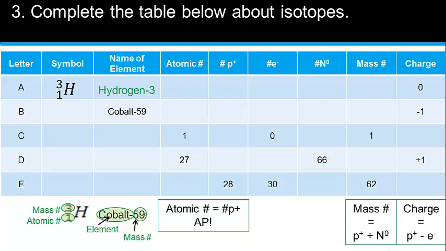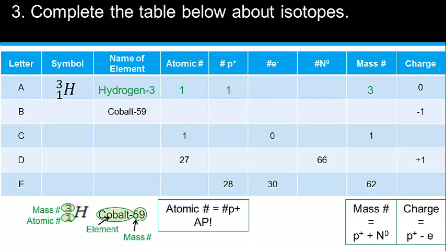So the first one that we have, for letter A, is hydrogen 3. I know it's hydrogen because the symbol is H, the atomic number is 1. So I know the name is hydrogen just by looking at a table of elements. And the 3 comes from the mass number, which is the top number. The number of protons is equal to the atomic number, so we also have 1 proton.